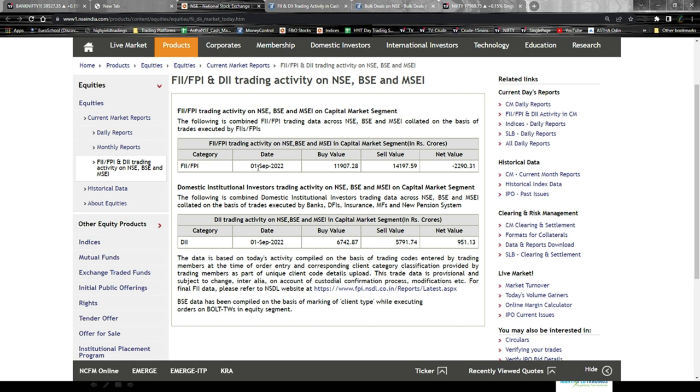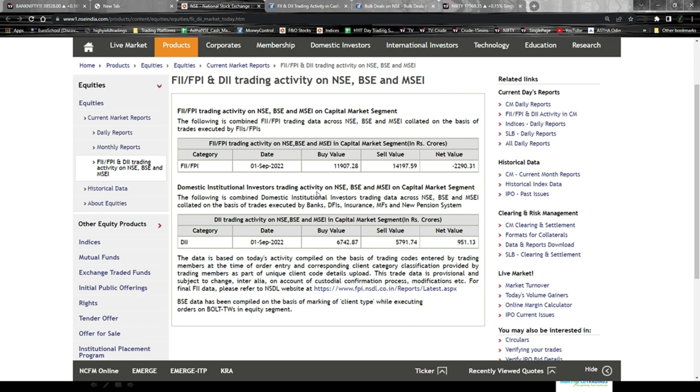This is for 1st September. This is the buy value, this is the sell value, and this is the net value for FII. And for DII, this is the buy value, this is the sell value, and this is the net value for 1st of September. The reason it is 1st of September is because this data is extracted at the end of the day after the market is over.